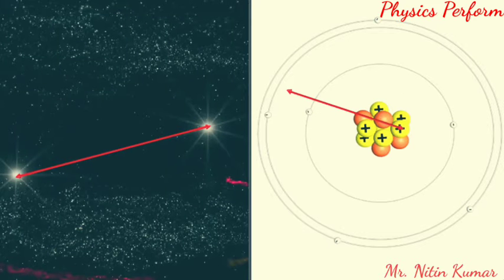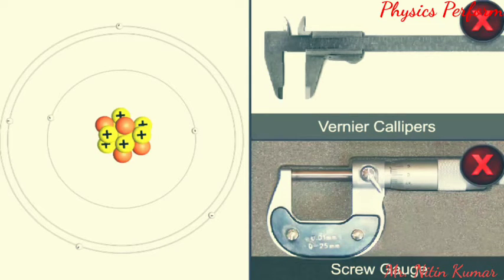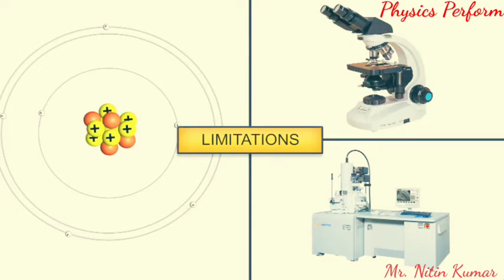That was about large distances. Let us now look at the other side of the coin, that is, smaller distances. To measure very small distances, such as the size of a molecule, we cannot employ devices like a vernier calipers or a screw gauge. Special microscopes need to be used. However, all such instruments have certain limitations in measuring lengths.